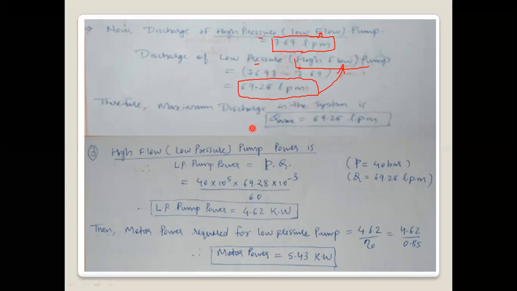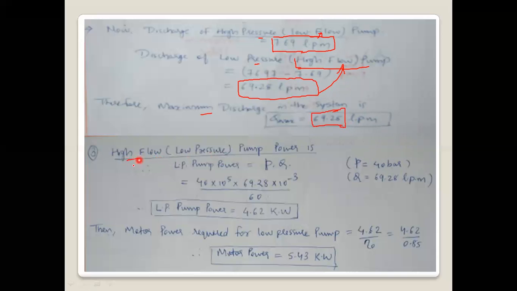Therefore, what we can see is the maximum discharge in the system, considering the low flow pump and high flow pump, will be the high flow pump, that is 69.28. It is the maximum discharge in the system. We are not talking here about the total discharge. Here we are talking about the maximum discharge of the pump. So the maximum discharge of the pump is the high flow pump, that is 69.28 liter per minute. Okay, then we will calculate the power.